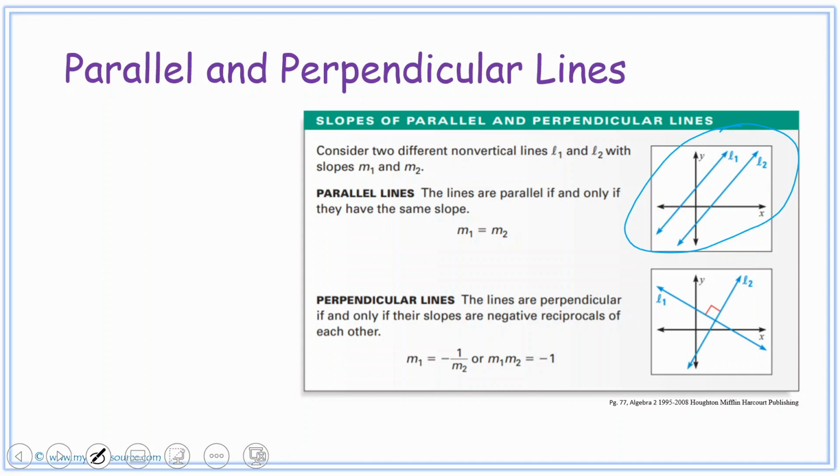Now, lines are parallel if their slopes are the same. If they're equal, we know that the lines are parallel. So as long as you can identify the slope of an equation of a line, then you can determine whether or not it's parallel. Now, perpendicular lines are lines that intersect each other but at 90-degree angles.